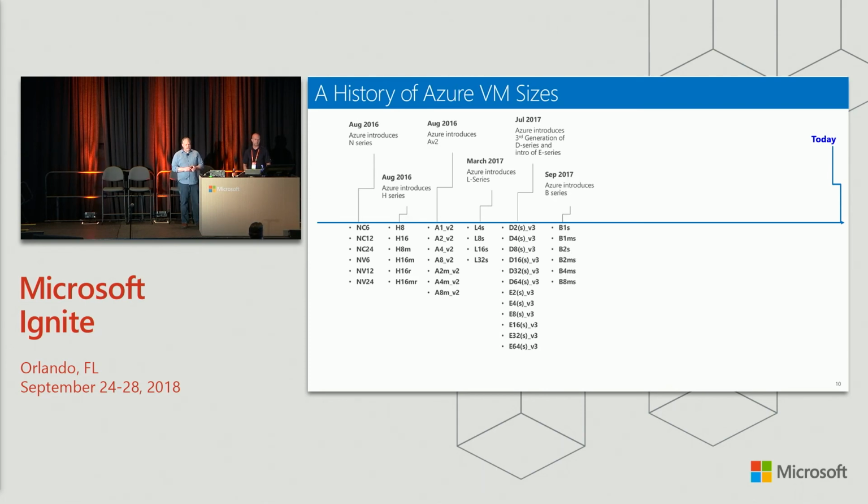We also introduced at Ignite last year the B series, which is a burstable set of machines. I'll talk a little bit more about the B series and how that can be very useful for your workloads, but again, you need to know a little bit about it to make sure you use it effectively.